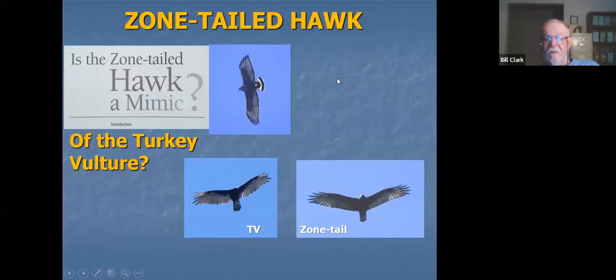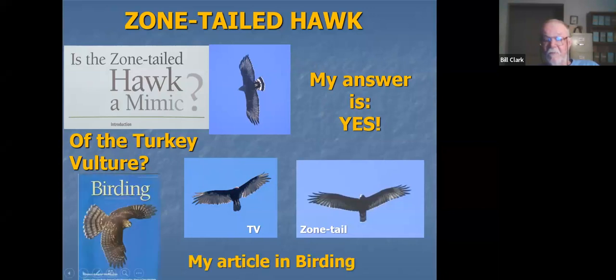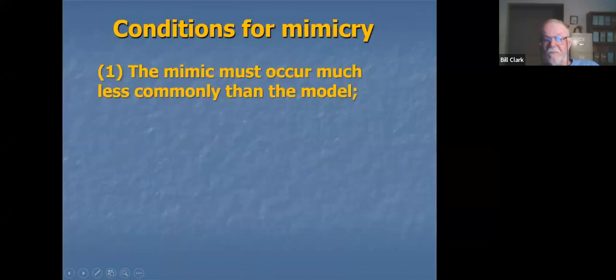The next thing I want to talk about is the Zone-tailed Hawk. Now, this is a very specialized buzzard or buteo that has decided to be a mimic of the Turkey Vulture. So I wrote an article for Birding Magazine and asked this question, and I answered it there pretty well, as yes, this definitely is a mimic. And I give reasons for it in my article in Birding Magazine.